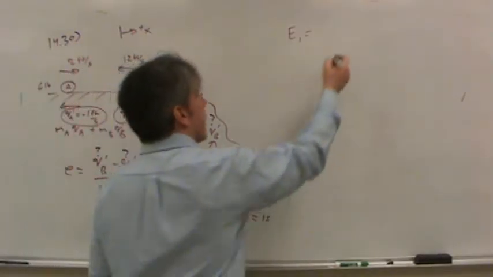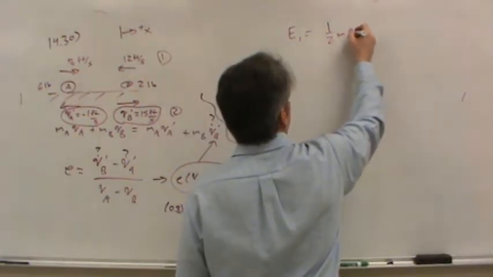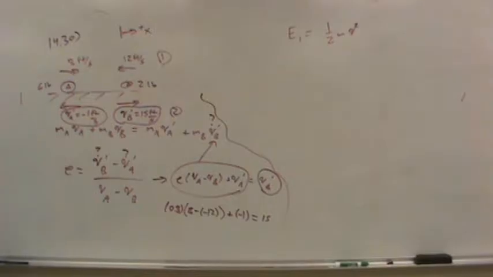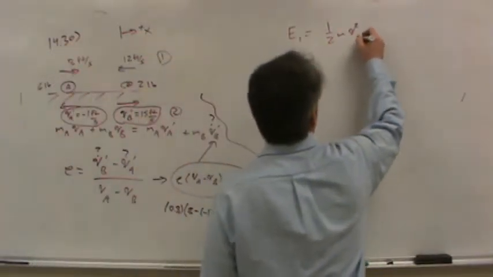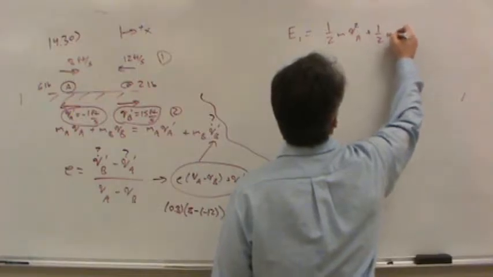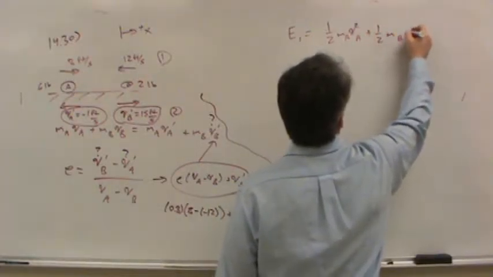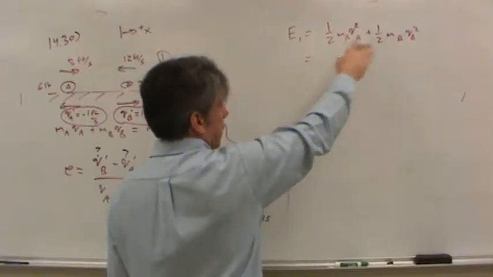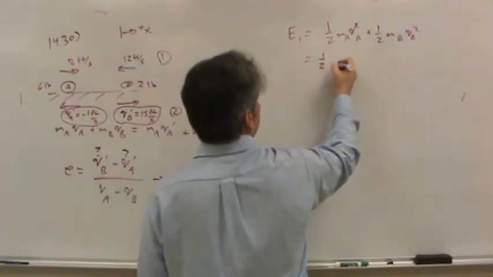The energy before impact is just 1/2 mv squared. And probably what you're thinking is, how do I plug in a velocity because I've got two of them? Well, it's easy, you just add them. So 1/2 m velocity of A squared plus 1/2 m velocity of B squared. So these are velocities before impact.